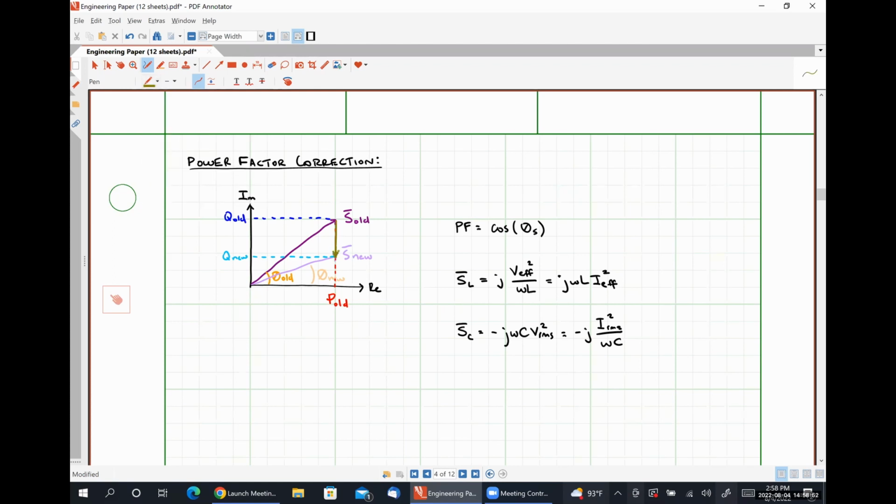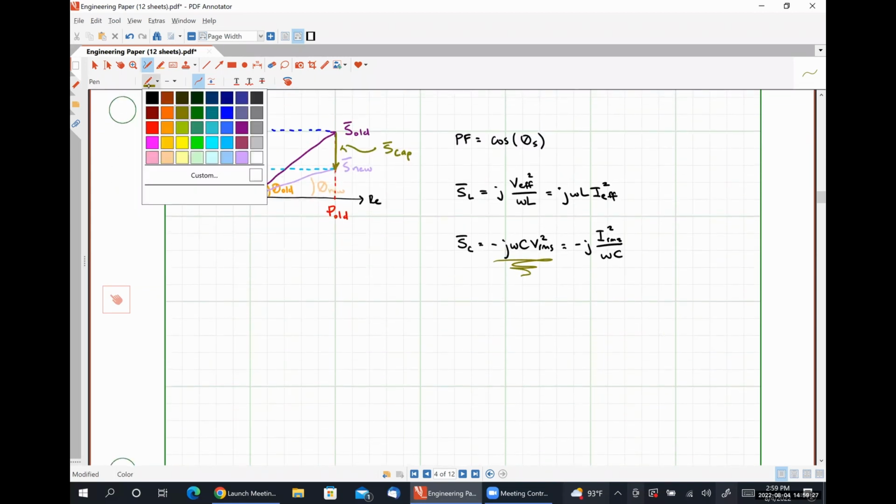So I'm going to call this difference right here S cap. Okay. And we can relate S cap, which is just the difference between S old and S new, to the size of the capacitor that's needed to get a specific amount of power factor correction using this equation that I've underlined in green here. Okay.